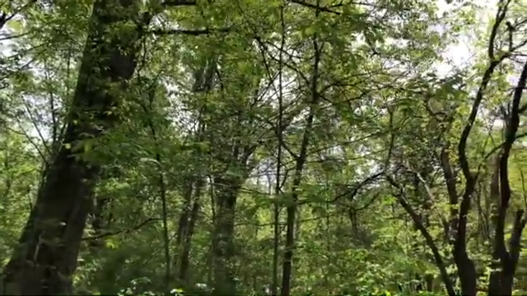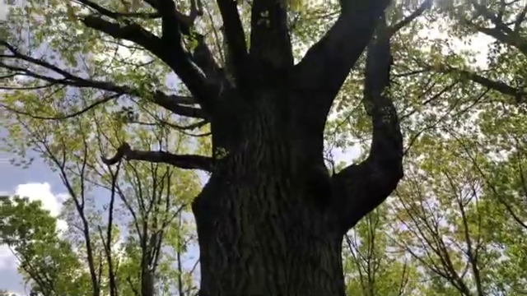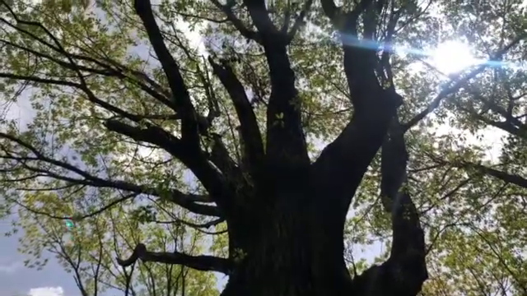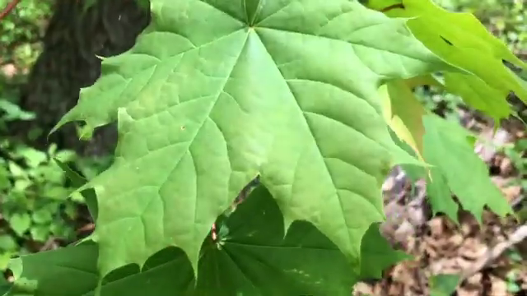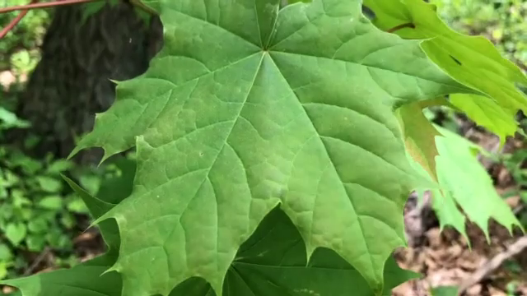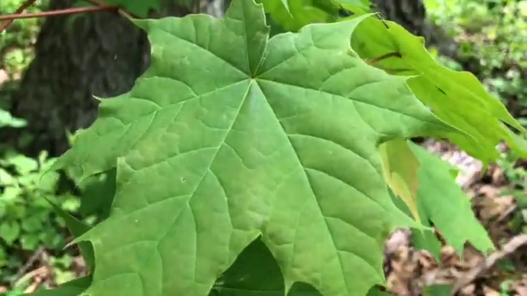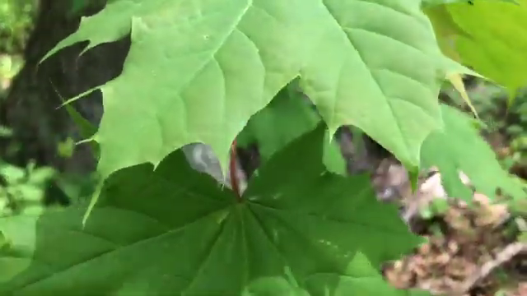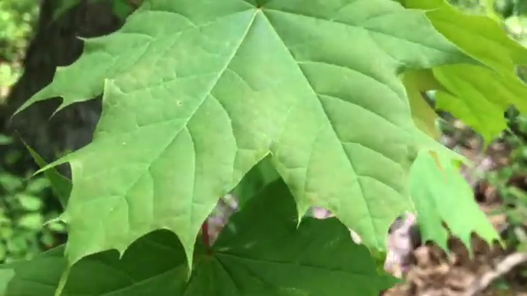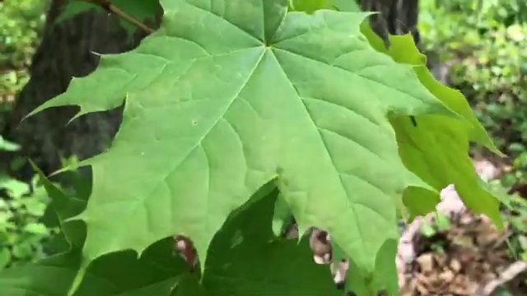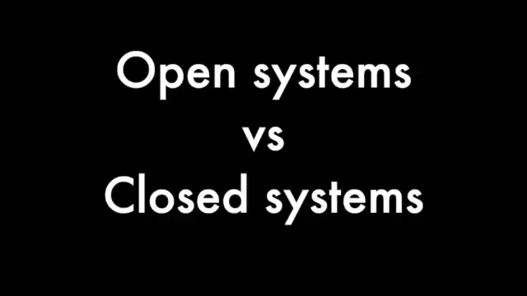This forest is a whole ecosystem. But each individual tree is its own system as well. And if we want, we could just focus on a single leaf as its own system, or even a single cell in that leaf. How we define a system depends on what we want to focus on in any given situation. There are two main types of systems: open systems and closed systems.